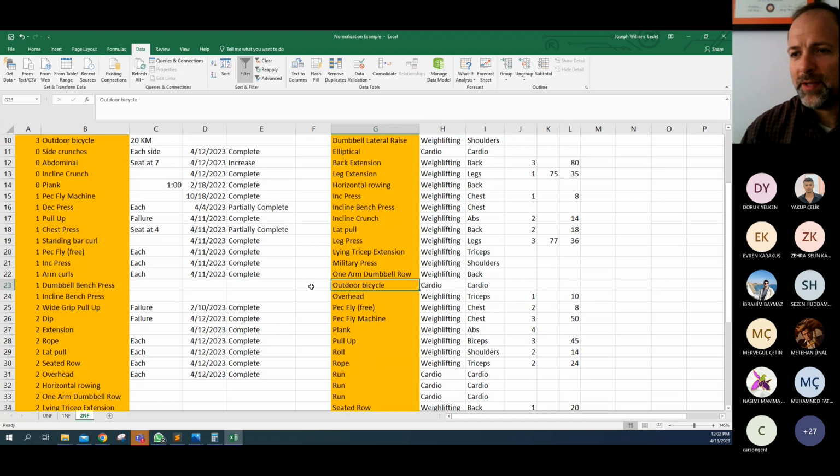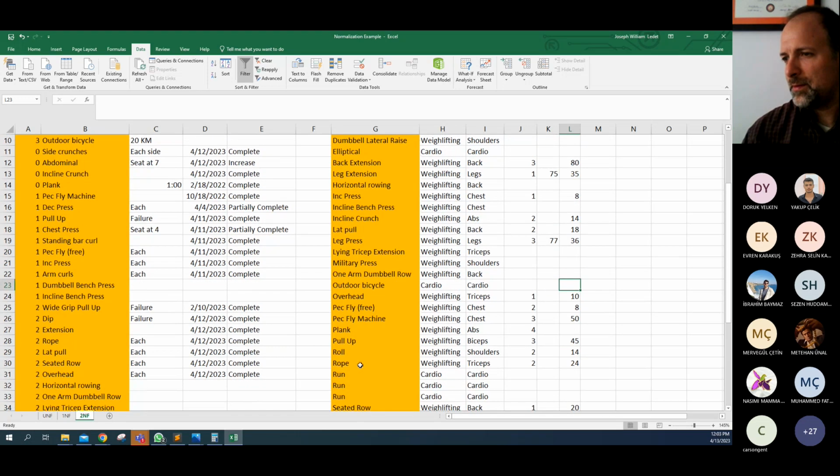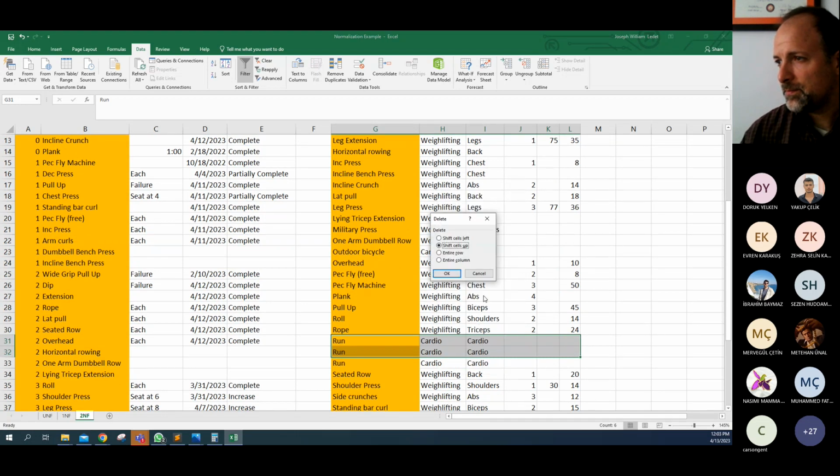Right. So now the outdoor bicycle, even though it shows up multiple times over here, it's always going to have the same type, region, order, pounds, and kilograms, right? Because I don't lift weights while I ride my bike. All right. Same thing with these here. All right, so we can delete those.